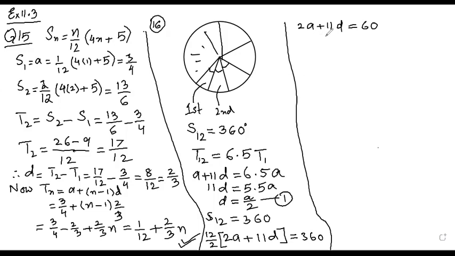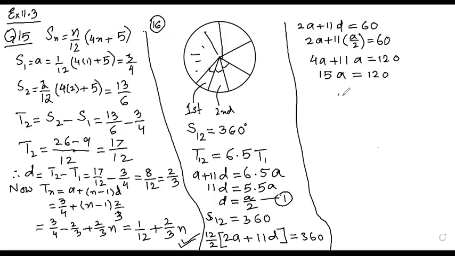Okay. But the value of d is a upon 2. 2a plus 11 a upon 2 is equal to 60. So multiplying by 2 on both sides, this will become 4a plus 11a is equal to 120. So 15a will be equal to 120. So a has become equal to 8.